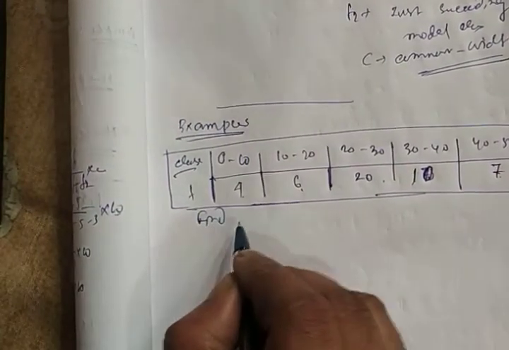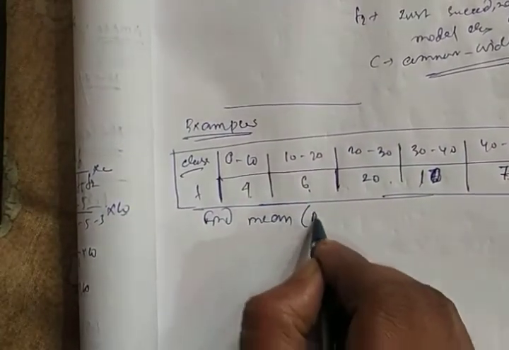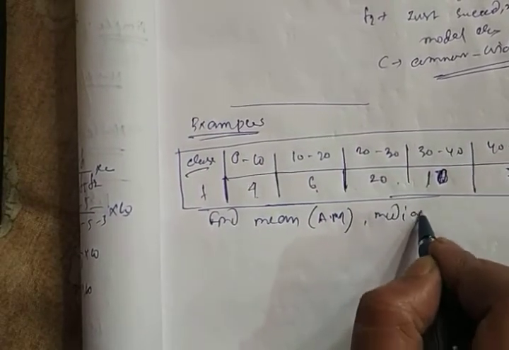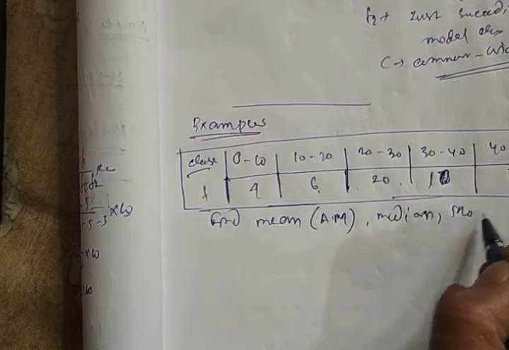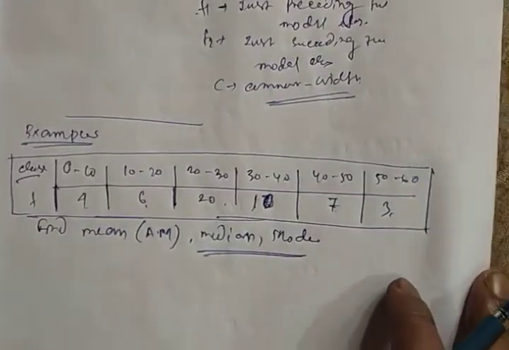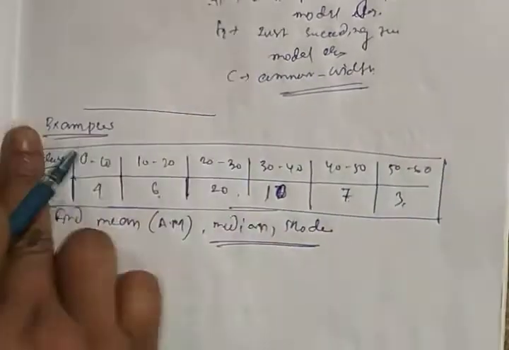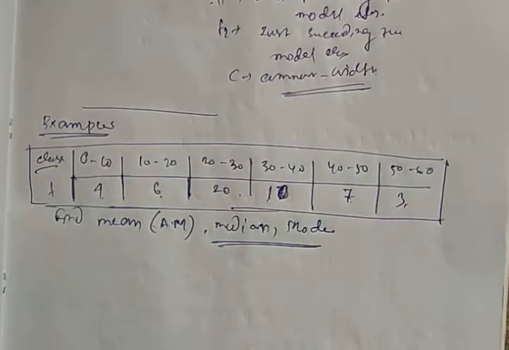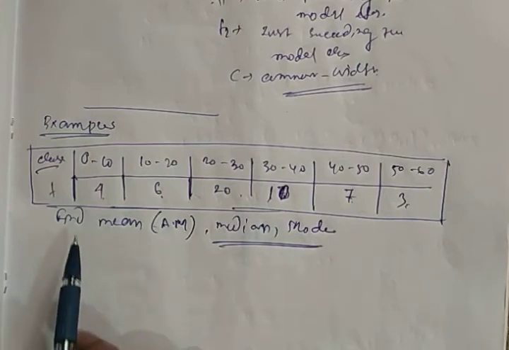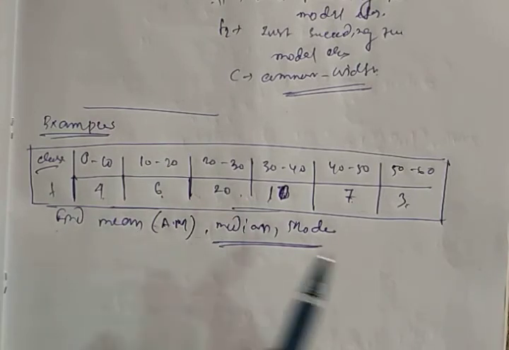Find the mean, that means the arithmetic mean, median, and mode of this distribution. Try it yourself. This is the example. Try it yourself. I will be giving the answers in the next class.